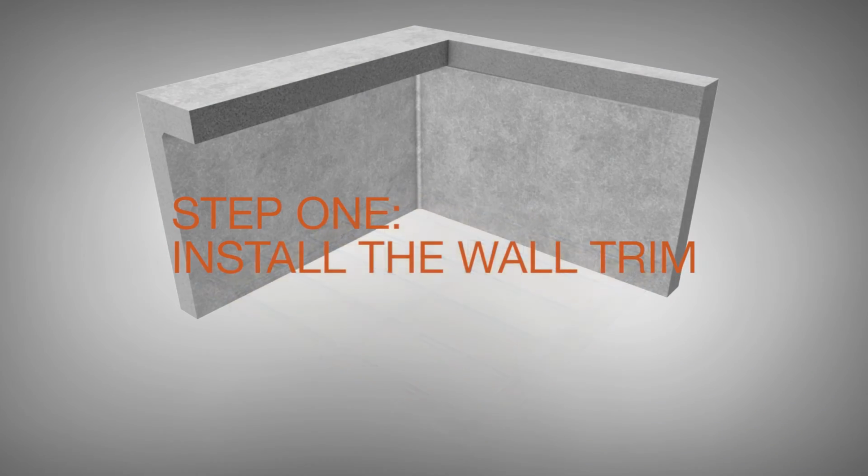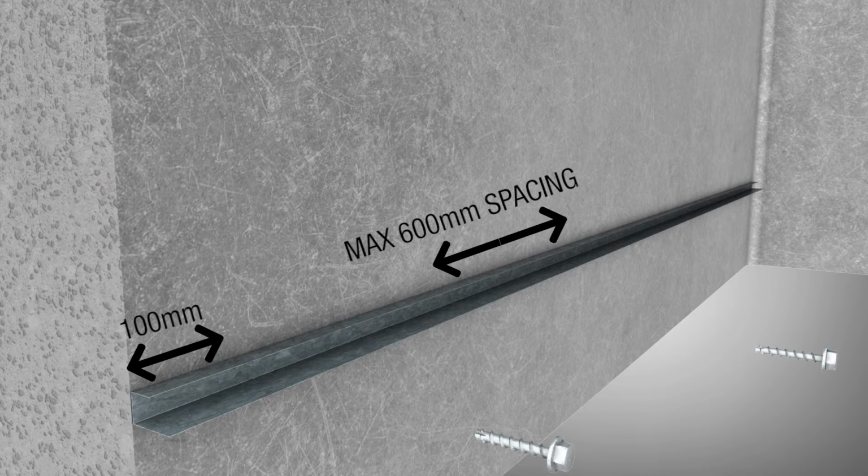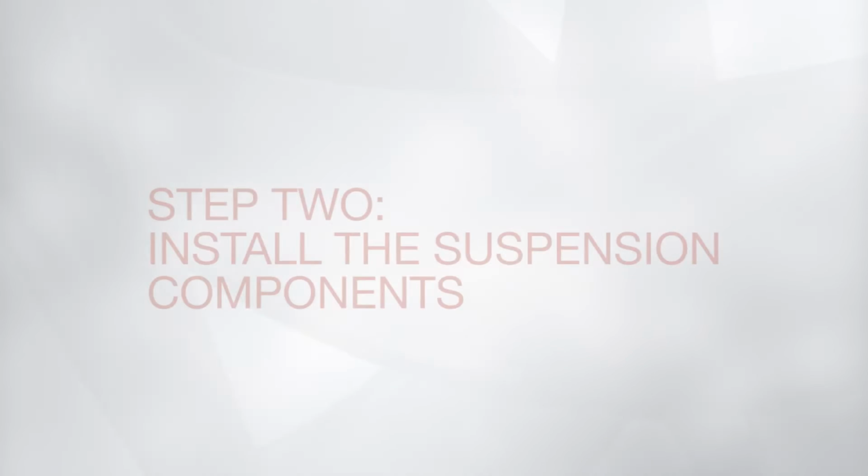Step 1. Install the wall trim. Fix wall track around the perimeter of the ceiling. The first fixing should be no more than 100 mm from the end, with a maximum of 600 mm spacings between each fixing thereafter.